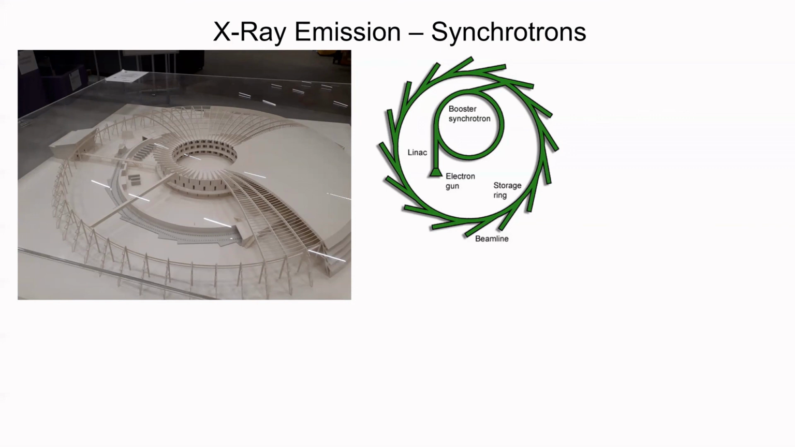So this is in fact a model of the Swiss Light Source, because it happens to be the synchrotron I was at most recently. And what happens in the synchrotron, again, it's using the idea that a charged particle which accelerates is going to emit radiation. So in this particular case, what you do is you take electrons and you accelerate them up to relativistic speeds.